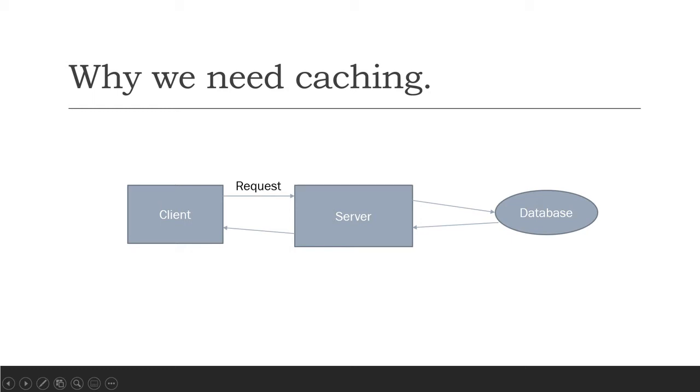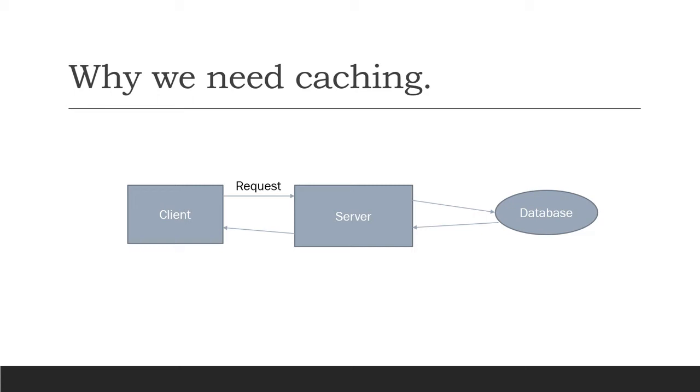While looking at the picture closely, the client sends a request to the server, then the server sends a request to the database, retrieves a large amount of data, and sends it back to the client. This usually happens in all applications. Every time the client needs the same data, the same process happens again. Instead of this, we need to introduce a caching mechanism on the server side.